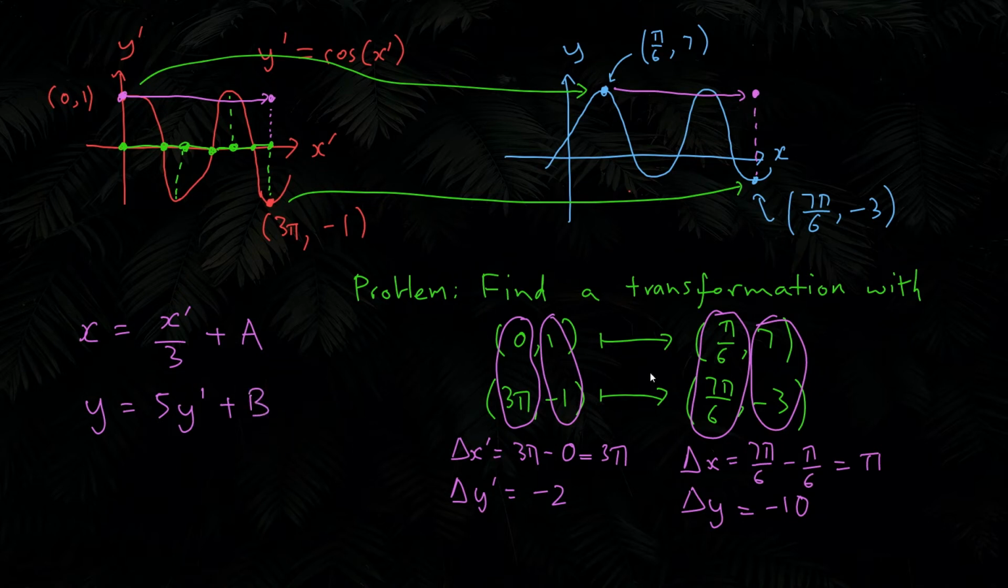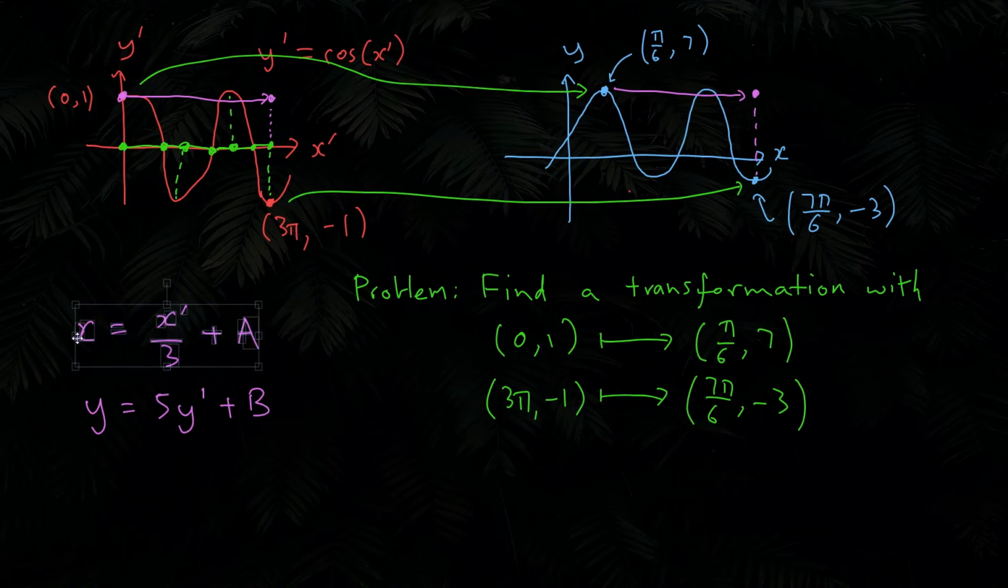So just to recap, we did this difference divided by this difference, and that gave us the scale factor in the y direction, which was 5. And we also did this difference divided by this difference, and that gave us our scale factor in the x direction, namely 1 over 3. And now it's just a matter of finding these constants. So the next step is pretty straightforward.